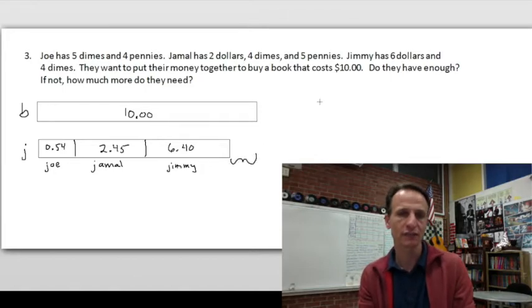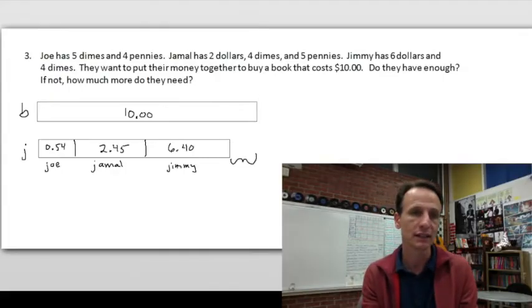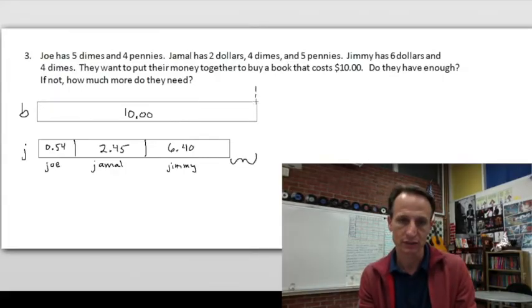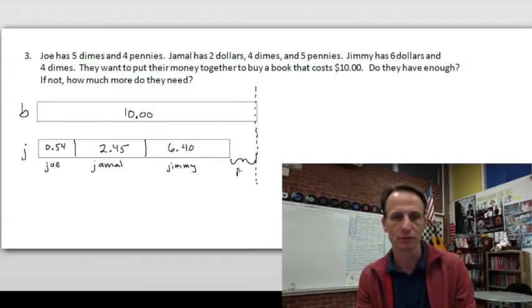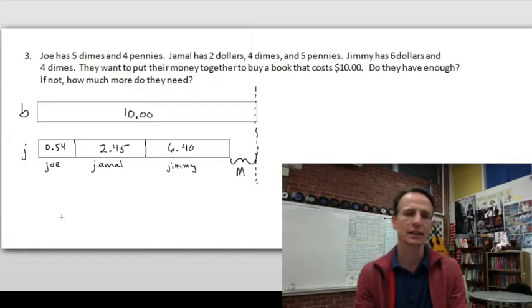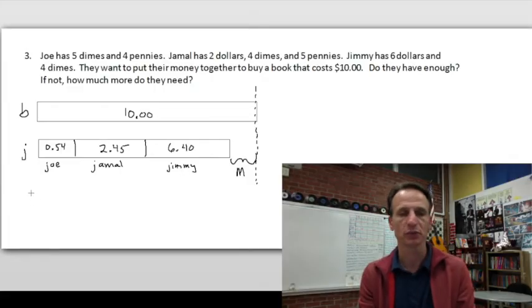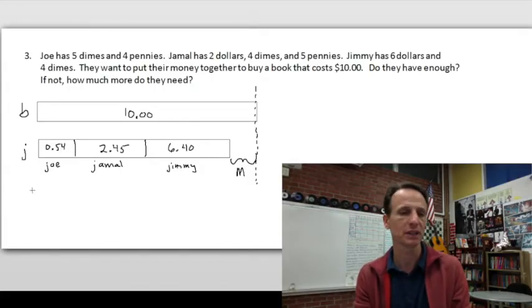All right, and we're trying to find the difference. That is the question. How much more do they need? And we're going to call that M for more. That's how much more they need. So let's go ahead and add up what the boys have. Let's go in reverse order. I like to start with the largest number for no particular reason. Just looks better to me.